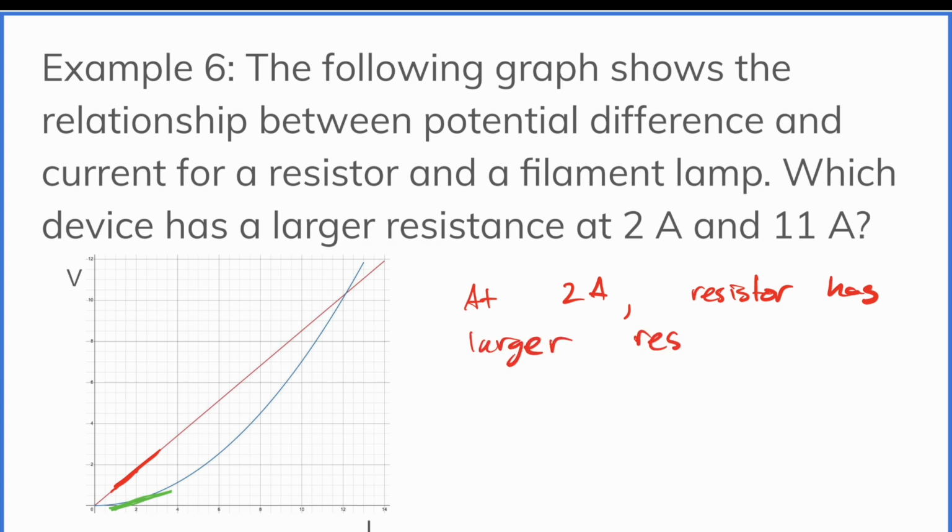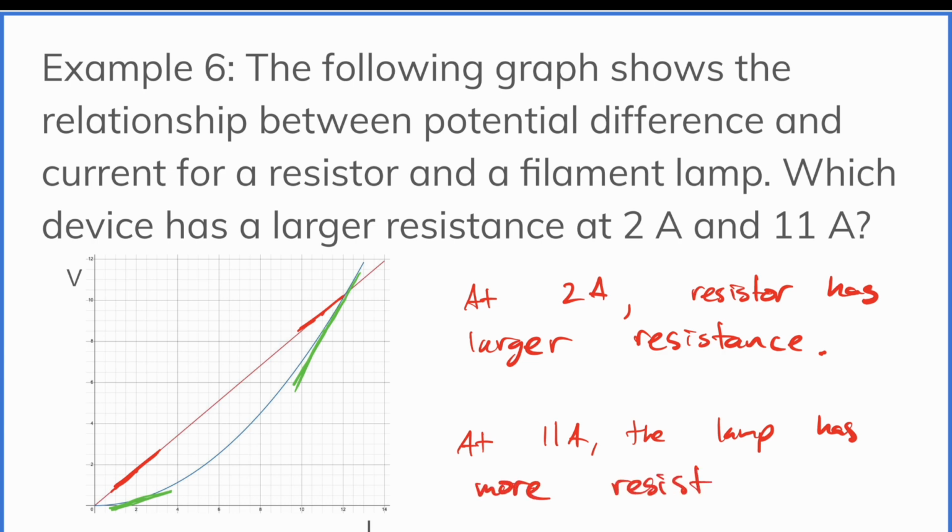And then we can complete this again for 11 amps. And so 11 amps is somewhere around here. Again, this is the same, it's just along the line. And 11 amps for the filament lamp. Now if we draw a tangent line here, you can see this is going to be steeper. So now it has a steeper slope, which means a larger resistance. So at 11 amps, the lamp has more. So that's how we can use graphs to compare objects.